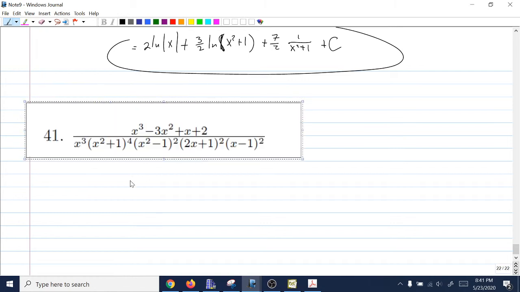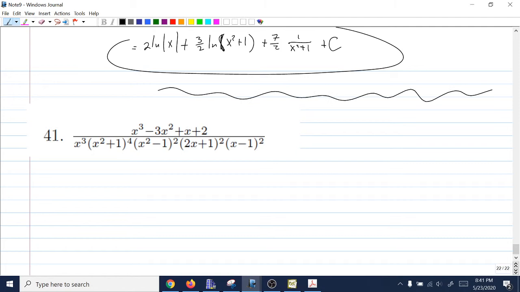Is the top smaller than the bottom? The top is cubic, the bottom is a nightmare. So yes, the top is smaller than the bottom. Have we factored the bottom as much as we could? We can pull a 2 out of this and get 2x plus 1/2.